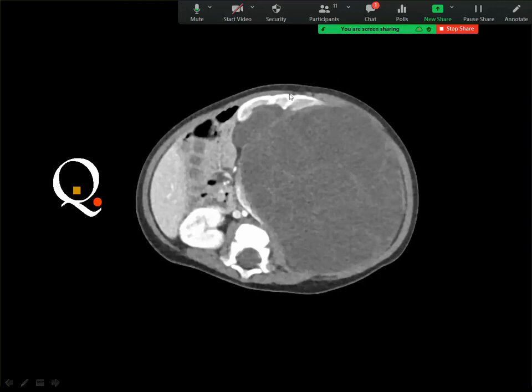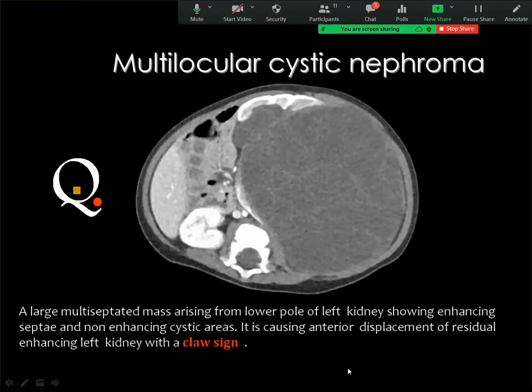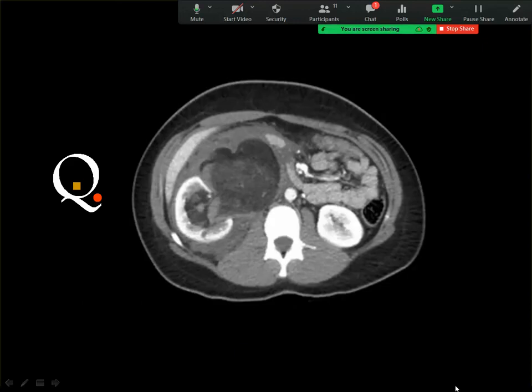The lesion is mainly or totally cystic with internal very fine septations, the classic of multilocular cystic nephroma of renal origin because of the claw sign, as you can see.